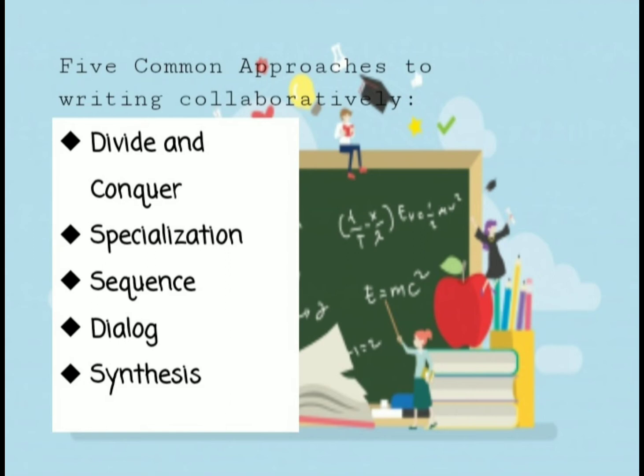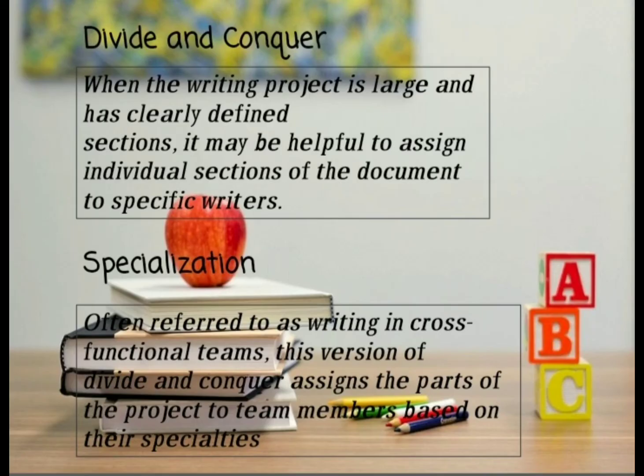First is divide and conquer. Second is specialization. Next is sequence. Fourth is dialogue. And lastly, the synthesis. Let's start with divide and conquer. When the writing project is large and has clearly defined sections, it may be helpful to assign individual sections of the document to specific writers. Later in the process, the parts of the documents are brought together and combined.